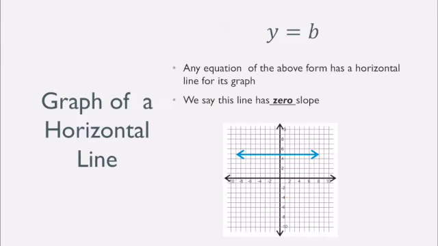So here is the form of a horizontal line. I have, in this case, y equals b, and that's always going to be the form it has. We say it has 0 slope because when we calculate its slope, that's the answer we get. Also, it's flat, right? It's parallel to the x-axis. For example, this equation would be when y equals 5.